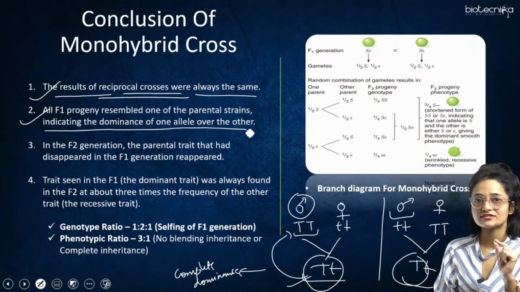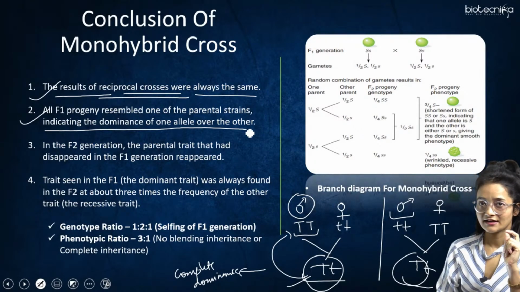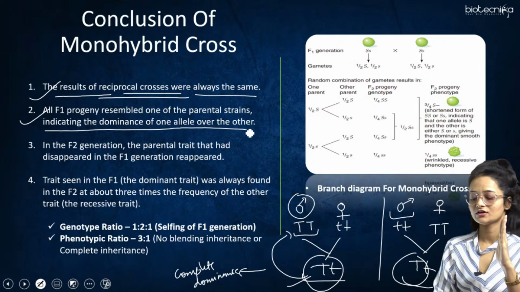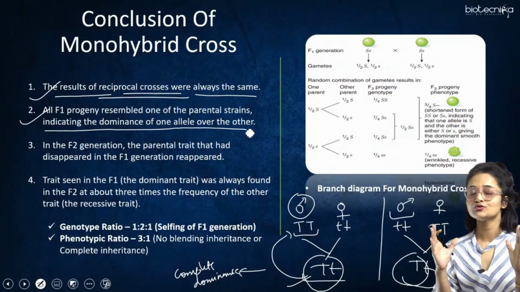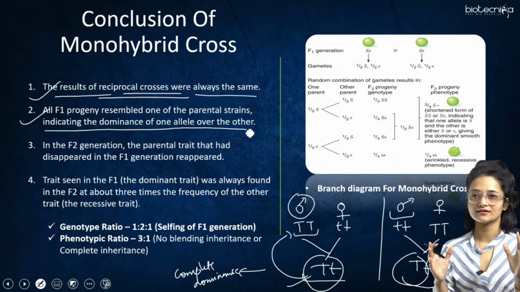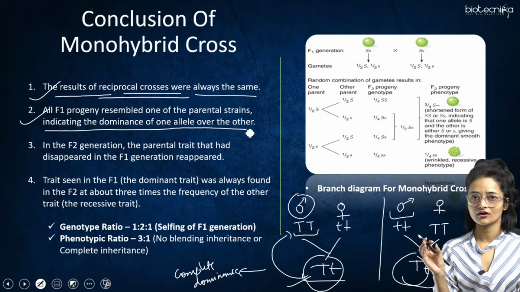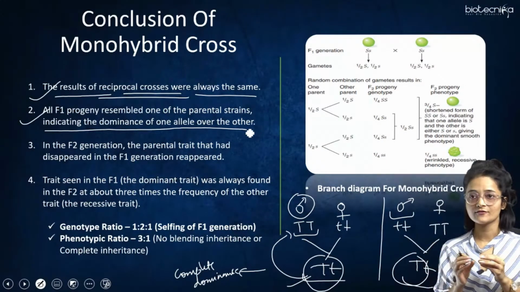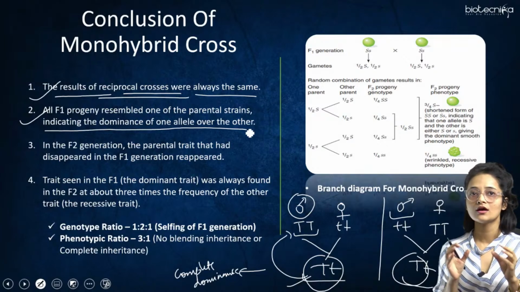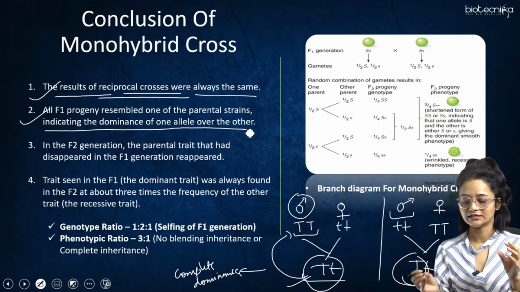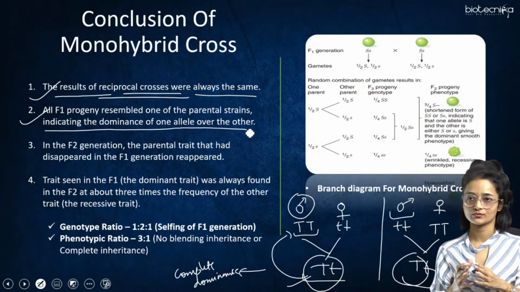So the F1 progeny resembled one of the parents, and the parent it resembled was the dominant one, the homozygous dominant one, right? If two pure breeding traits are taken from the parents, one homozygous dominant for tall and one homozygous recessive for dwarf, and both are crossed, in the F1 progeny all progenies produced are tall. This means the dominant allele suppressed or masked the expression of the recessive allele. So this was the second conclusion that was made.